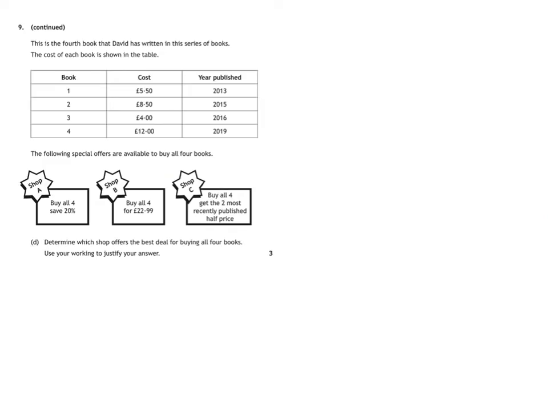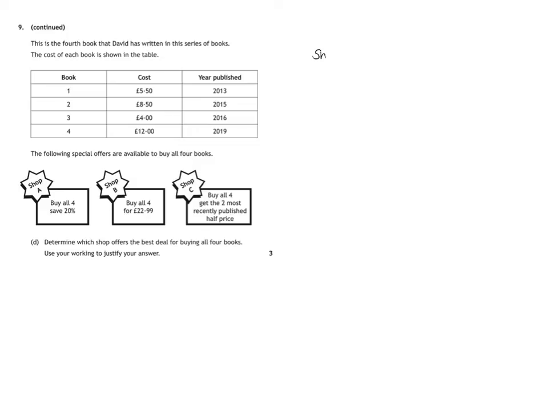Still going with question 9, it's the 4th book that David has written in a series. The cost of each book is shown in the table. We need to look at our 3 shops, shop A, B and C, and see which one is the cheapest option for buying all 4 books. So if we work out each one individually and then we can compare them at the end.